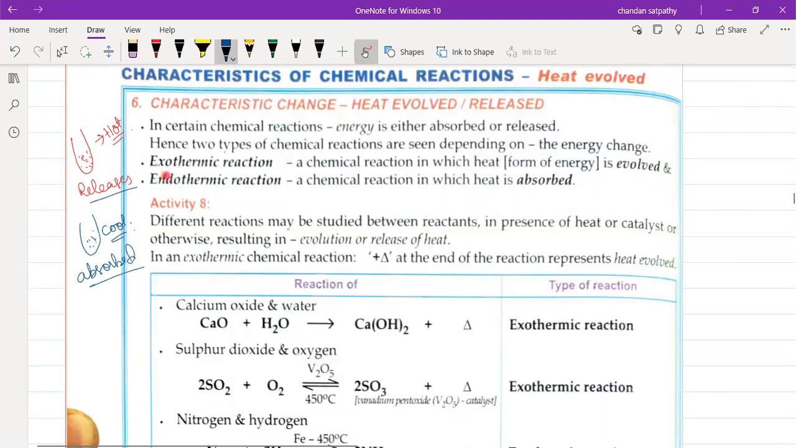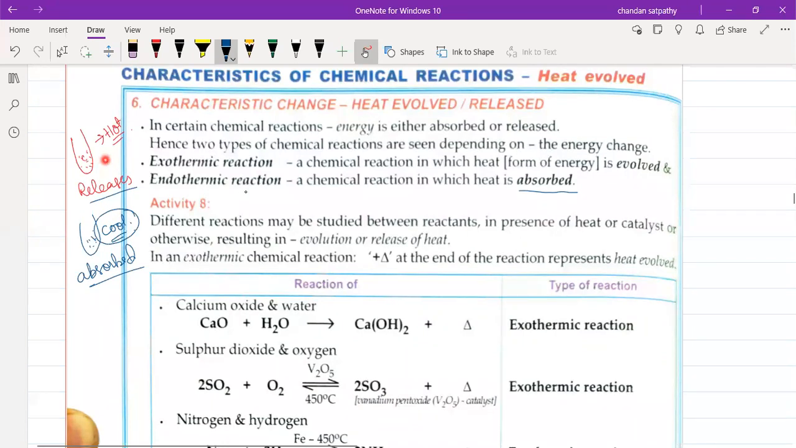Okay, so remember, what is an exothermic reaction? Exothermic reaction is a chemical reaction in which heat energy is evolved, and endothermic reaction is a reaction in which heat energy is absorbed. So if the test tube becomes cool, then we can say it is an endothermic reaction. If the test tube becomes hot, we can say that it is an exothermic reaction.